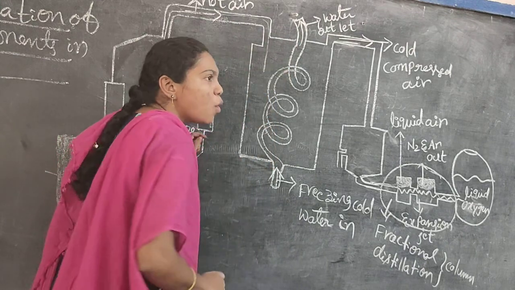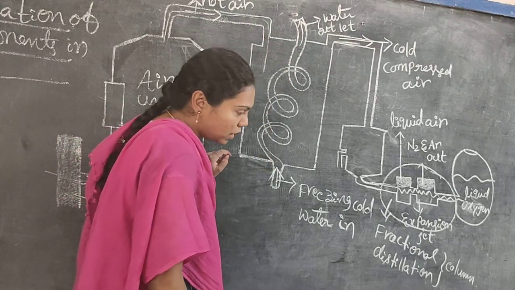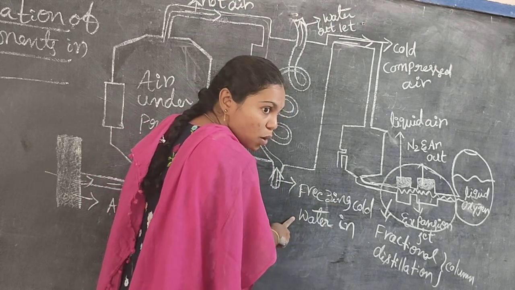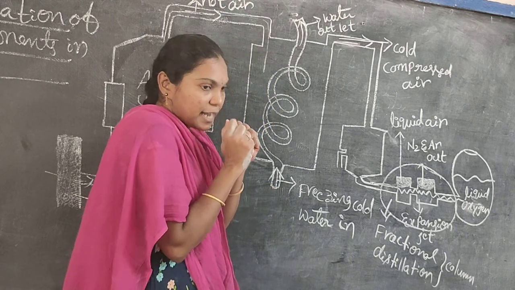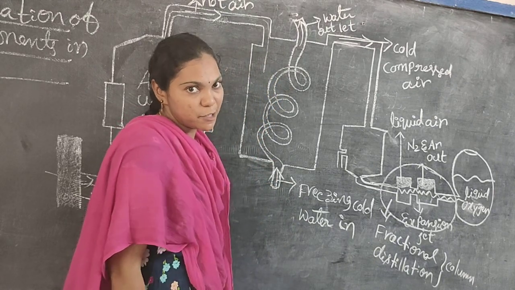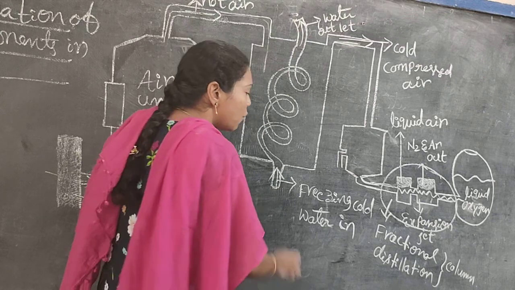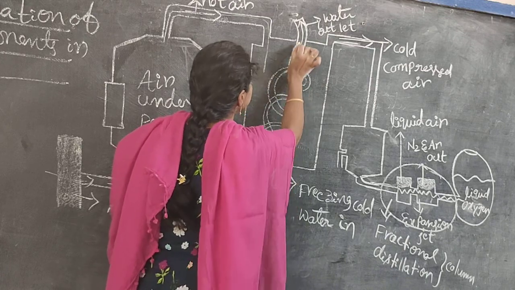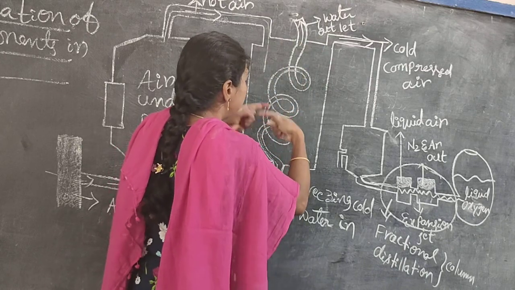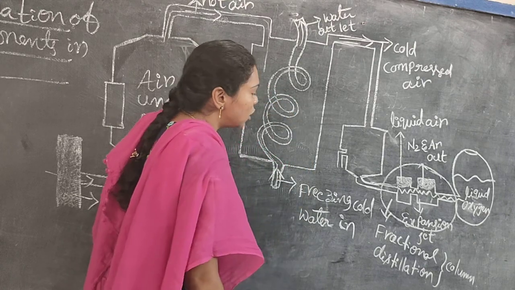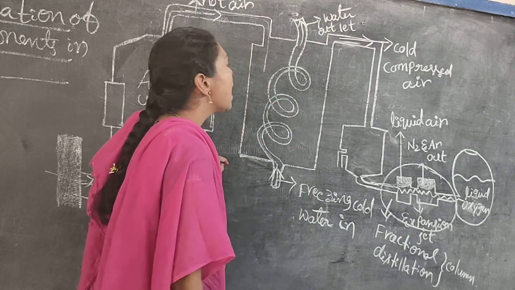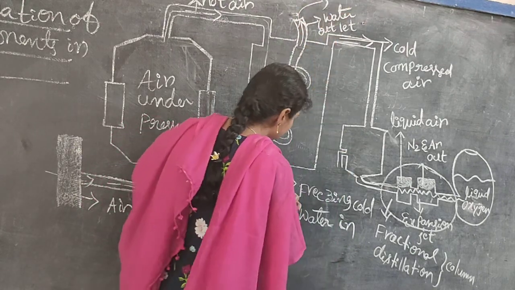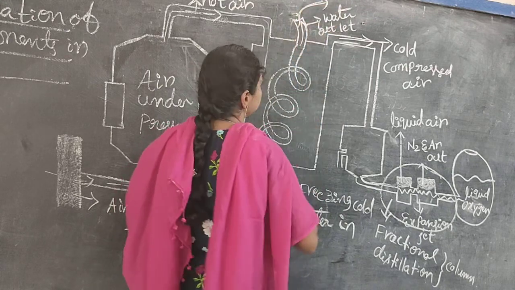In the second device, we change the hot air into cool air by introducing freezing cold water in. What does freezing mean? Freezing ice cubes, nothing but solid ice cubes. Freezing cold water we enter into this device. Through these spirals or circles, the air is cooled by the freezing cold water. After the process is completed, the water goes out this way; water in from this way, water out from this way.